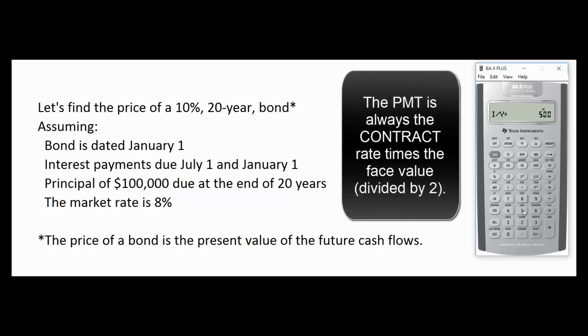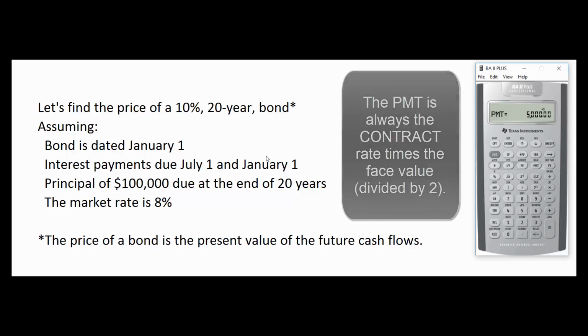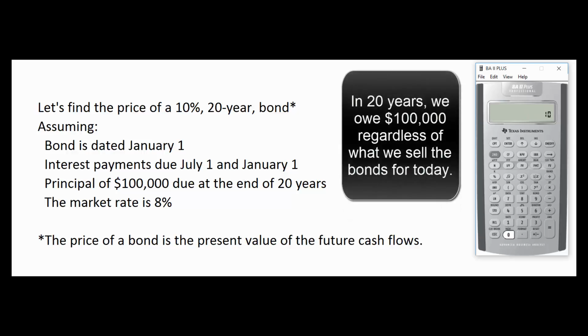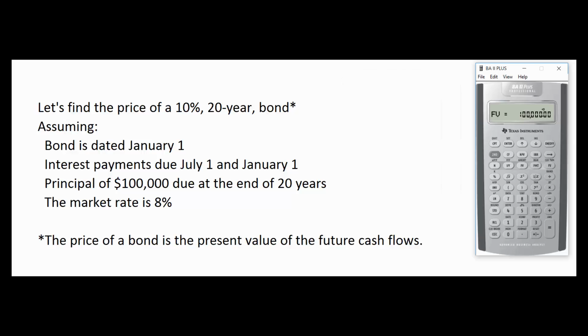The payment is $5,000. It's a $100,000 bond, and it's a 10% interest, so that would be $10,000 a year, but it pays interest twice a year, so that would be $5,000. And the future value, the principal we have to pay back at the end, is $100,000. No matter what we sell these bonds for, we're going to have to repay $100,000 at the end. And so now let's compute PV, and we get $100,000.